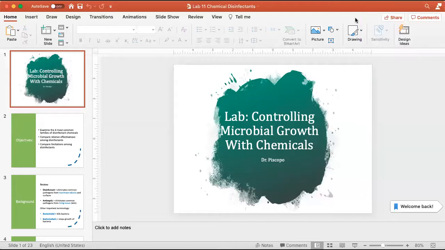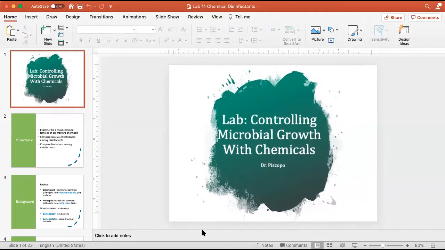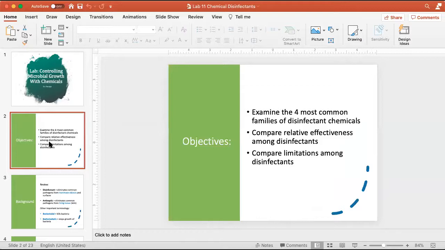And that's what you should be seeing on your screen right now, a slide that says controlling microbial growth with chemicals. So our objectives for the exercise are to look at these four most common families of disinfectants. There are lots of chemicals that we could, in theory, use to control microbial growth, but they have so many limitations or they're so toxic, we don't use them. So we're going to look at the four commonly used ones.